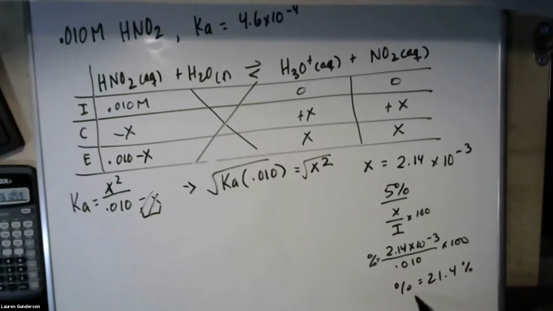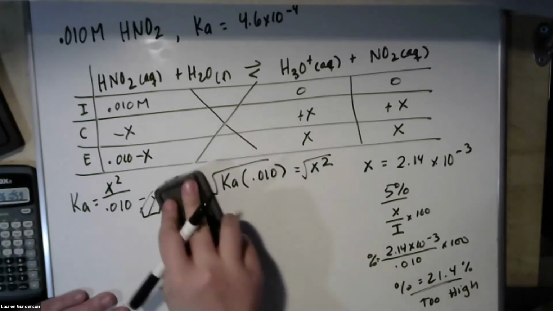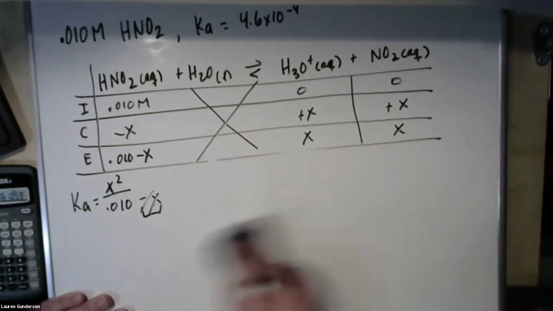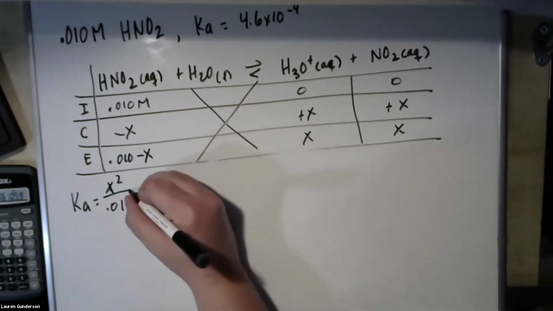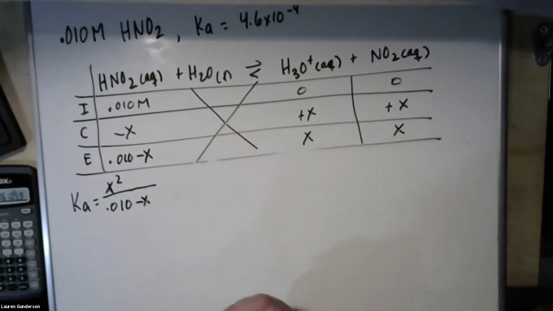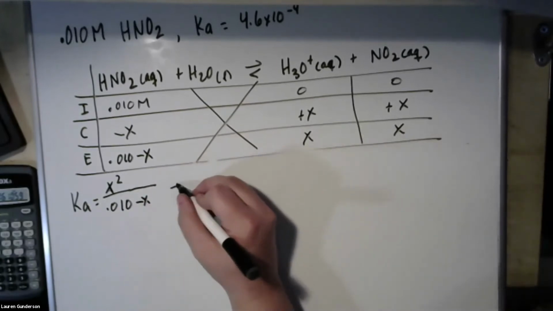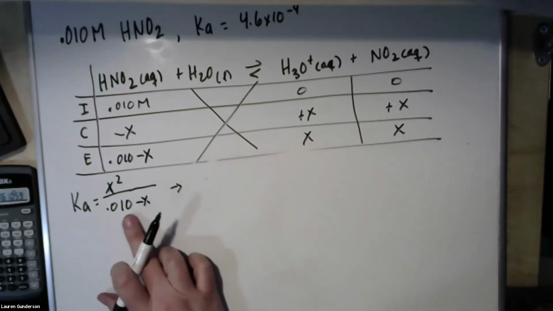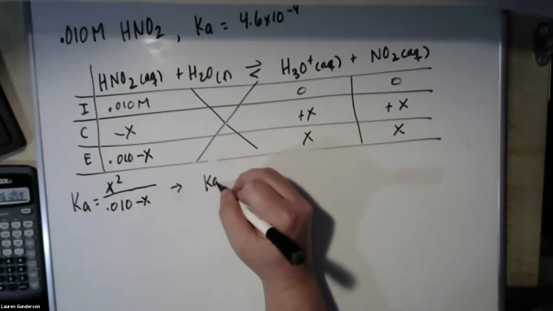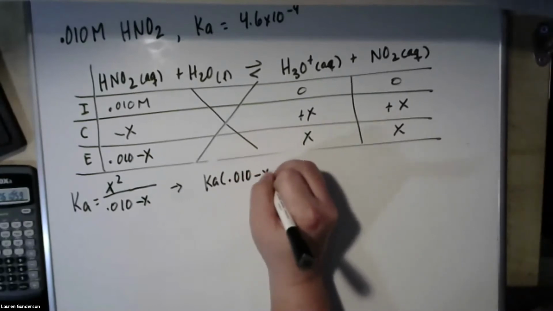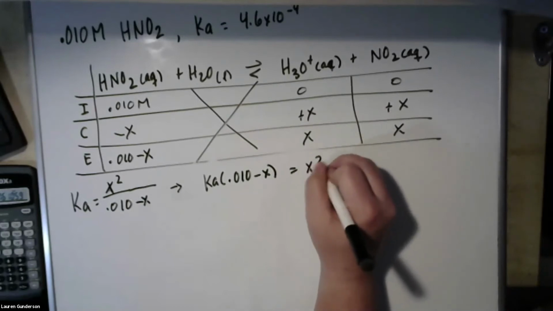Okay, so like we were expecting, that's too high. Okay, so we can't discount this X in our Ka dissociation. All right, so we'll leave it there. Okay, I'm still going to go through that next step of multiplying both sides by this denominator, but I'm going to just multiply by the whole denominator instead. So I'll have Ka times 0.010 minus x equals x squared.